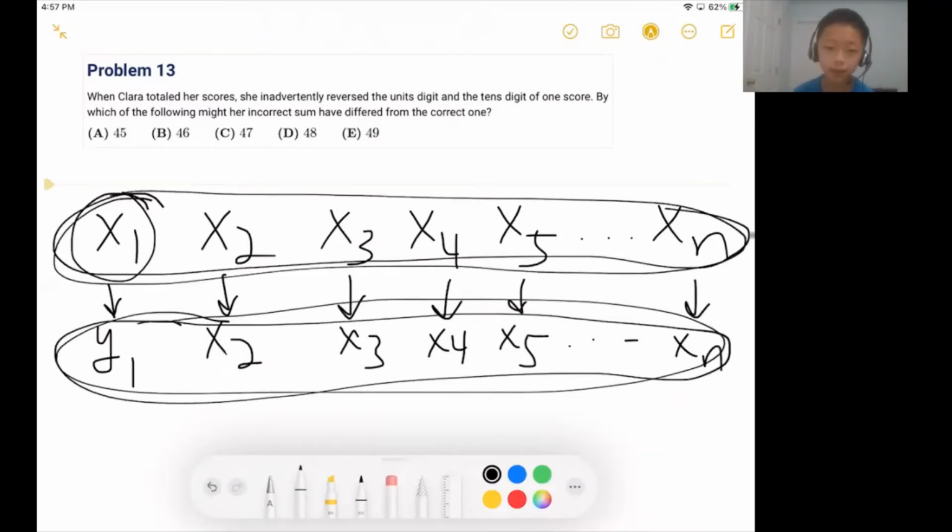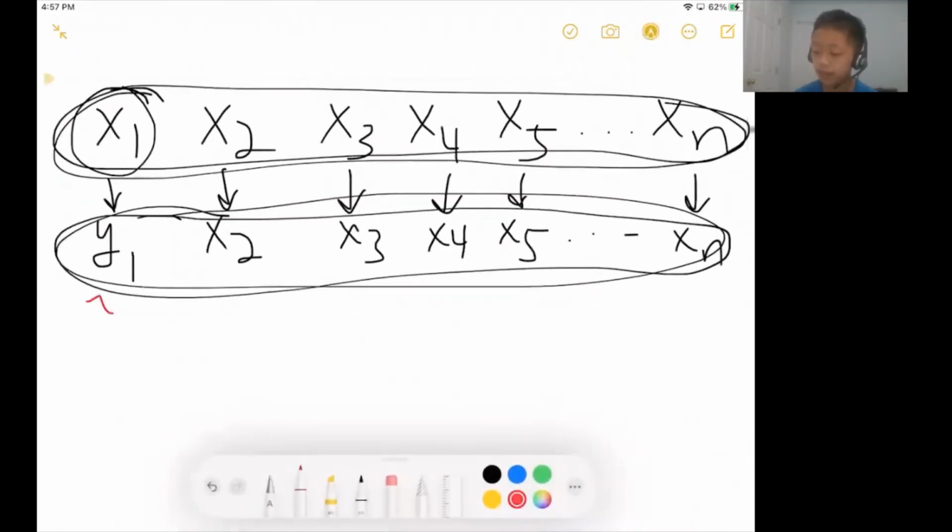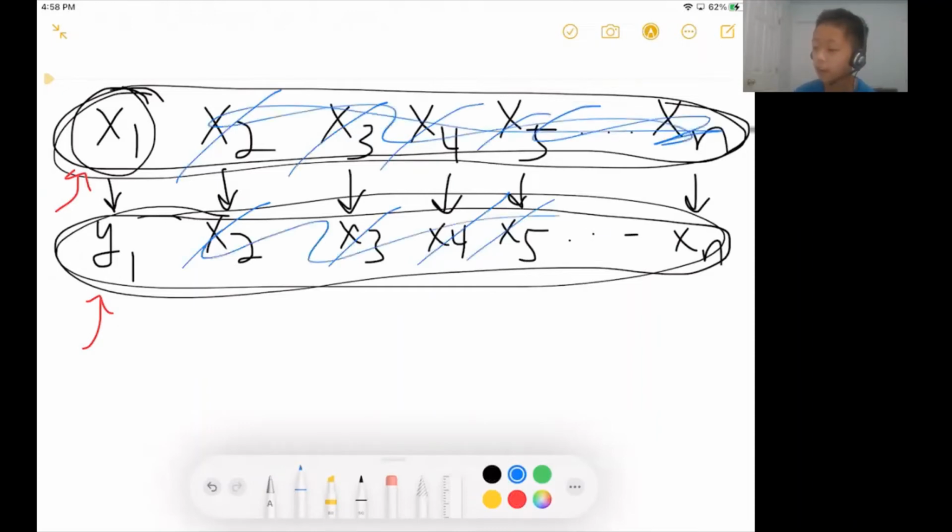We're given the sum of her scores, and we want to find which of the following is a possible difference between the sums. If you take this sum and subtract this sum, notice that all the other test scores are irrelevant. You don't have to worry about X2, because they all cancel out when you take the difference. The only ones that actually matter are the scores in which she switched the digits, so Y1 and X1.